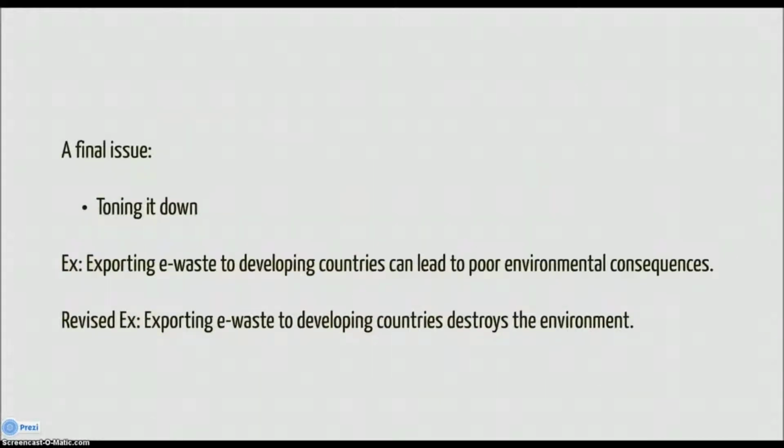A final issue that you might have with strong verbs is the problem of toning it down. A lot of times when we're writing, we don't want to be pinned down. We don't want to be specific. So you end up with sentences like, "Exporting e-waste to developing countries can lead to poor environmental consequences." Well, you sort of said something here, but you're being really, really vague and hedging a lot in your writing. So if you're going to have an opinion, have an opinion. Say something like, "Exporting e-waste to developing countries destroys the environment." Just own it, and use your strong verbs to show here's exactly what you mean.